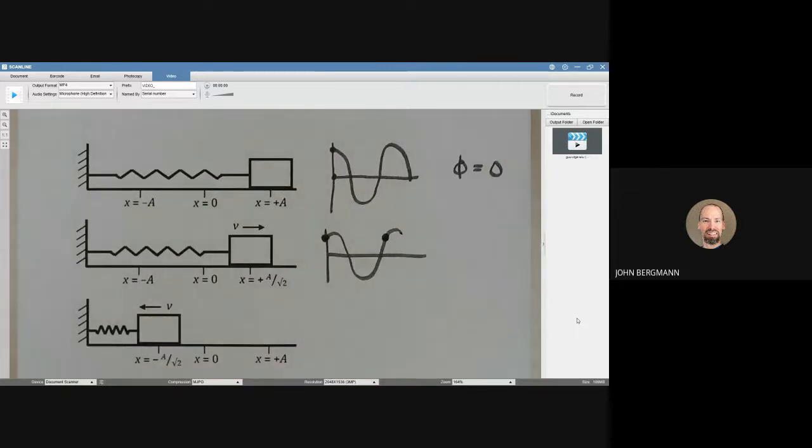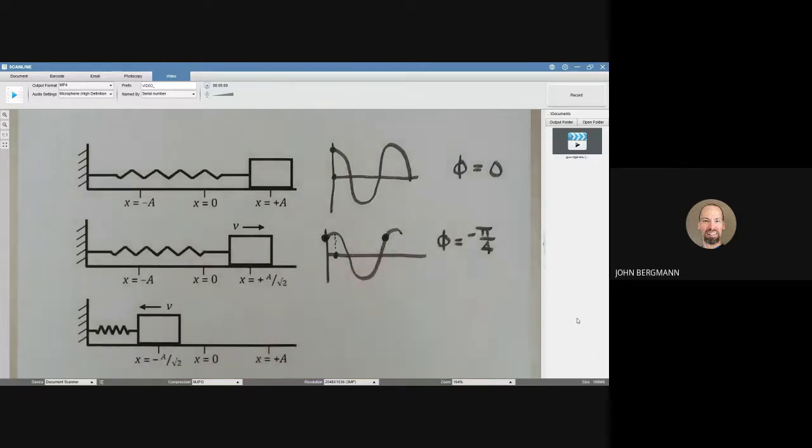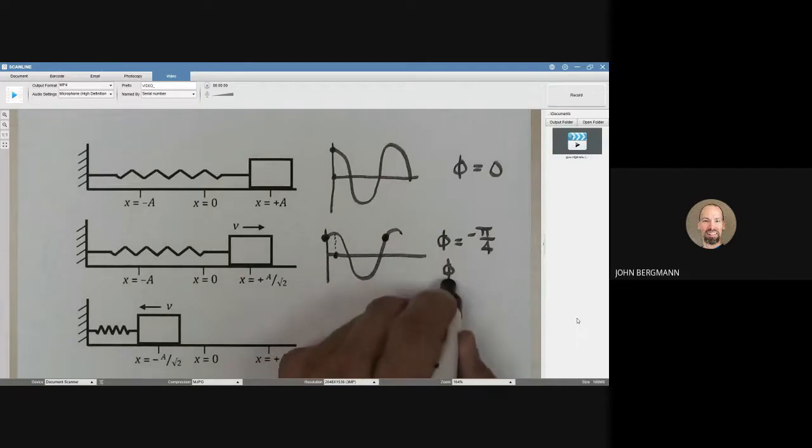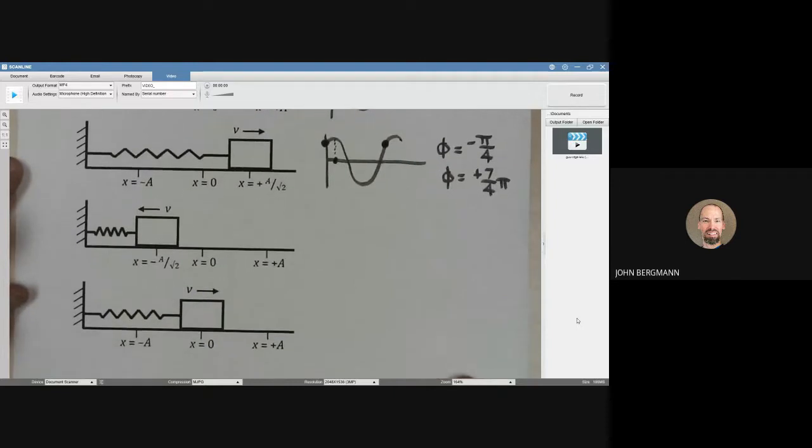Where does Bessie start? She starts under that positive maximum. Boom, right there. If we scoot her that far, that's going to be what? 1/4 of a pi, negative. Which means how far would we have to scoot her to the right? Positive 7/4 pi. 2 more, and then we're stopping.